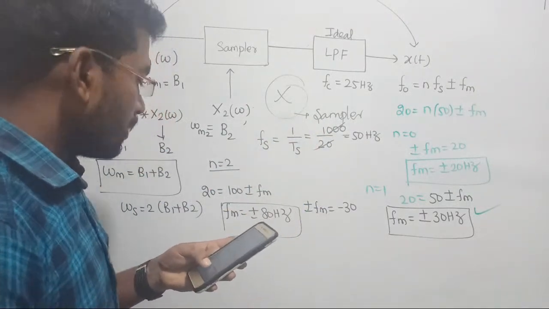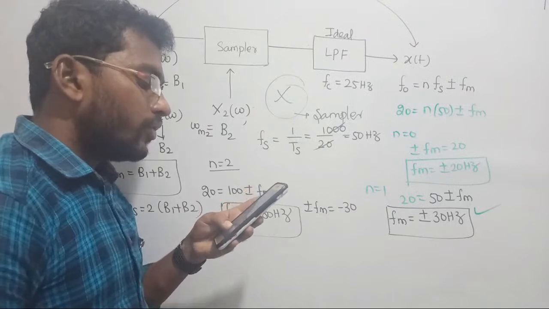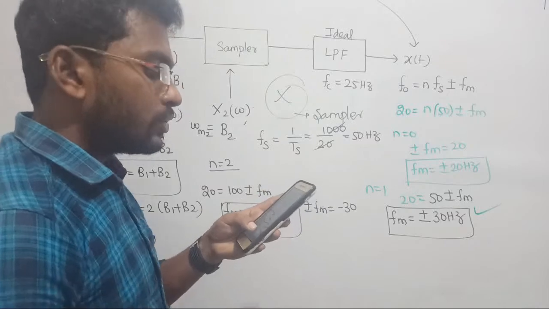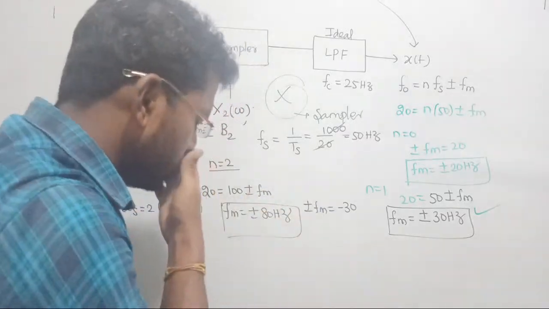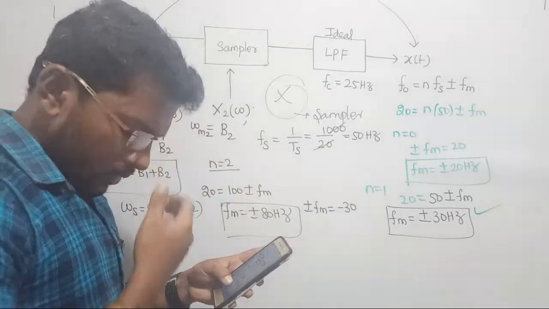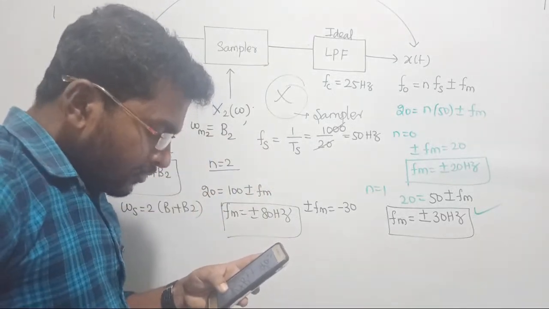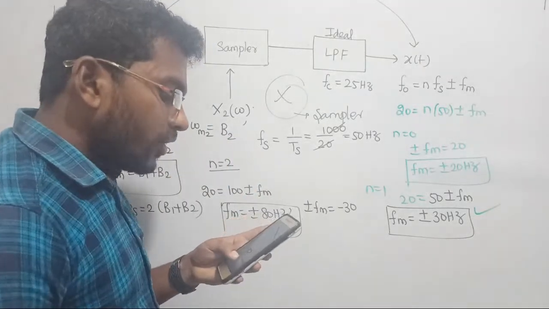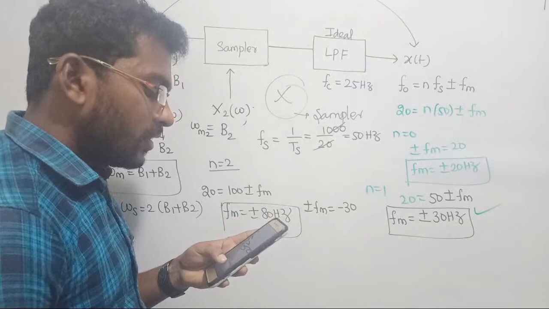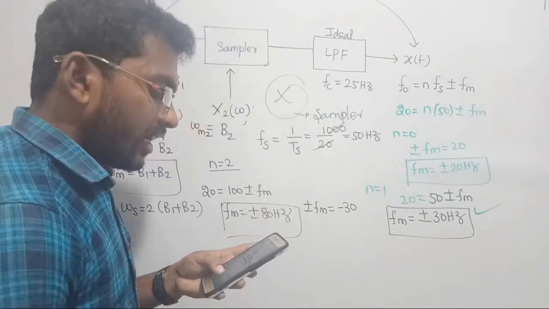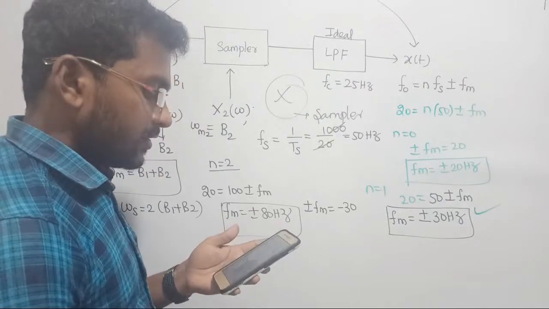Fine. Shall we take the next one? The output y of t of the following system is to be sampled, so as to reconstruct it from its samples uniquely. The required minimum sampling rate is dash.